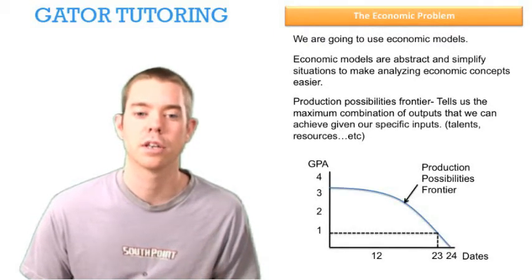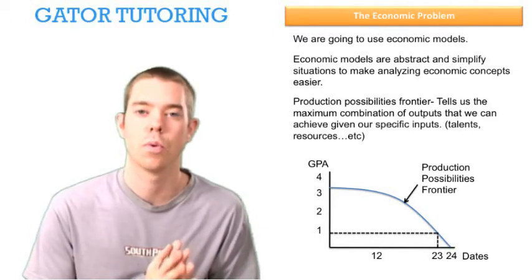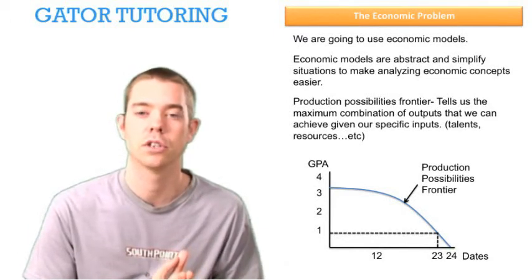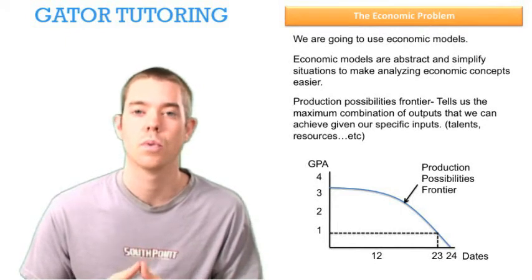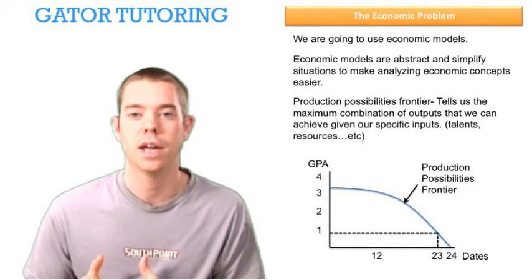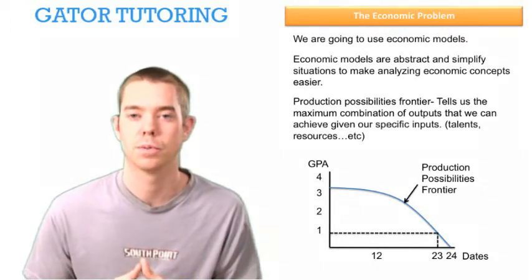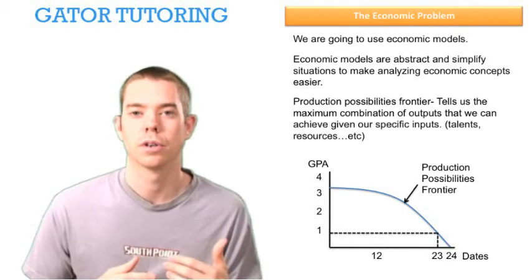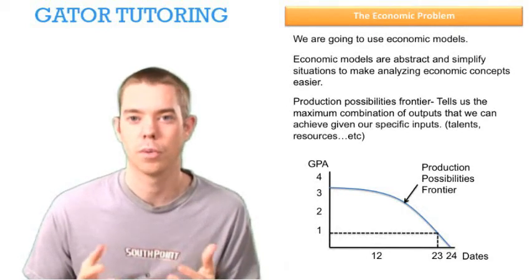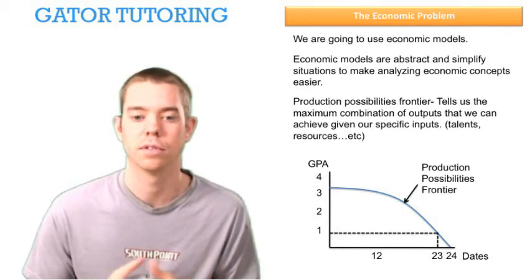Here's a particular production possibilities frontier. On the y-axis we have the GPA we can achieve, and on the x-axis we have the number of dates we can go on. We see that as we increase our number of dates, we decrease our GPA, because if we go on more dates, we're spending more of our time out, we're spending less of our time studying, and therefore we can assume that our GPA will be negatively affected.